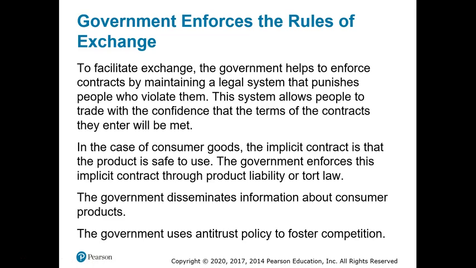If you have, like I did, a Dodge Journey and the starter malfunctions, they have to put a recall out on that part, and the company is liable to fix it. The government makes sure that that's in a report, that the public is advised of it, and that the company follows through. Government uses antitrust policy to foster competition. Some of that has lessened in the last couple of years, but for the most part, fair competition is supposed to be available to everybody who wants to produce goods and services.